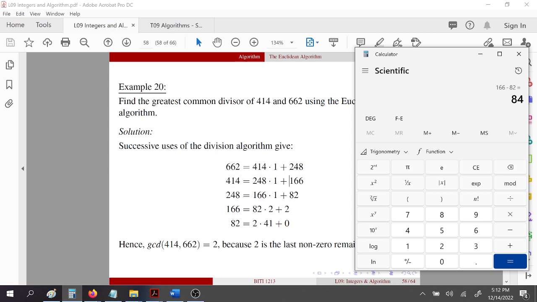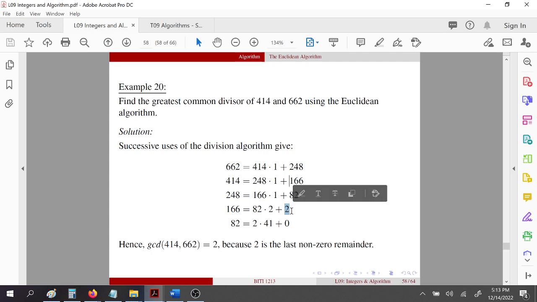So we need to increase this number. How to increase that? Times with 2. So 166 minus 2 times 82, then we can obtain 2. So 2 is the balance. We represent this like this: 166 equals 82 times 2 plus 2. 2 is the balance.